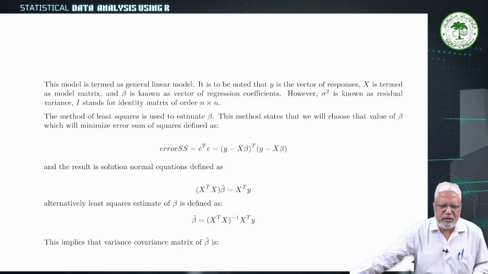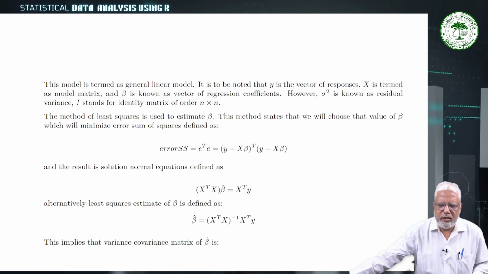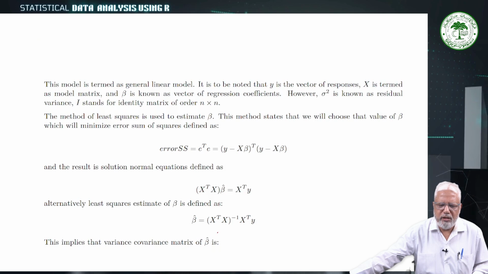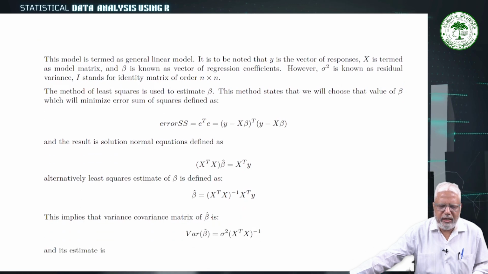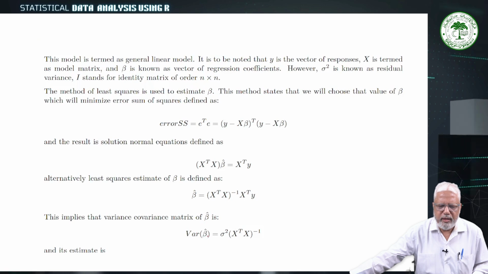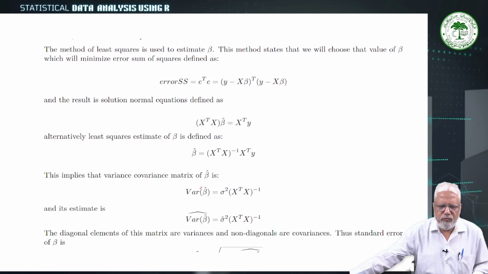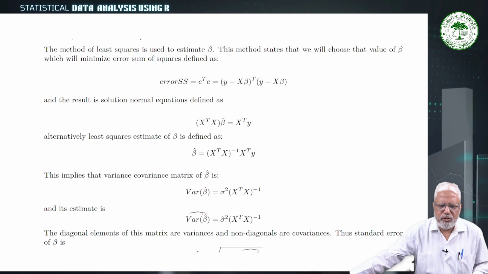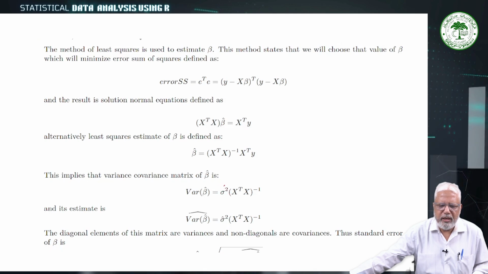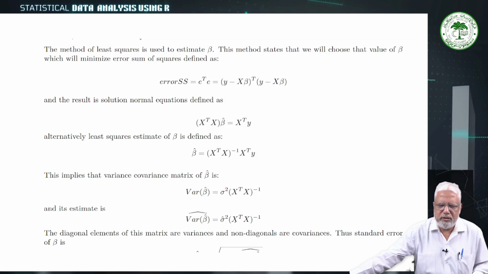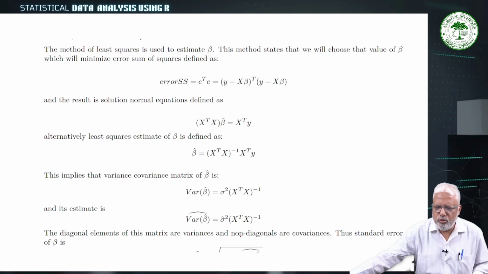Alternatively, the least squares estimate of beta is defined as beta hat is equal to (X transpose X) inverse into X transpose y. This implies that the variance of beta hat is equal to sigma square (X transpose X) inverse, and for its estimate we put a hat on the variance of beta hat. When you put a hat on the right hand side, we have to put a hat here because sigma square is the unknown parameter. The diagonal elements of this matrix are variances and the non-diagonal elements are covariances.